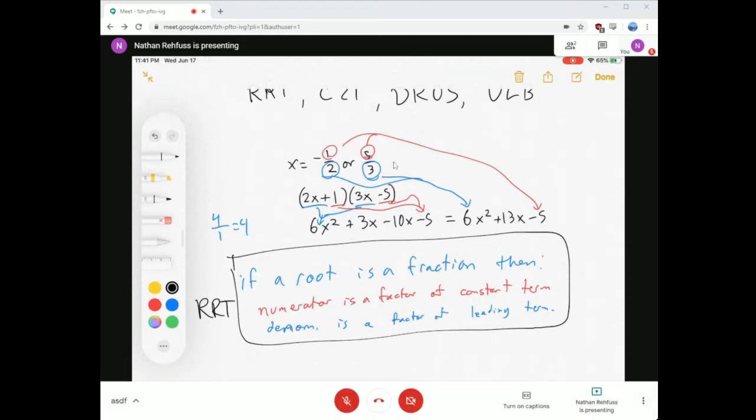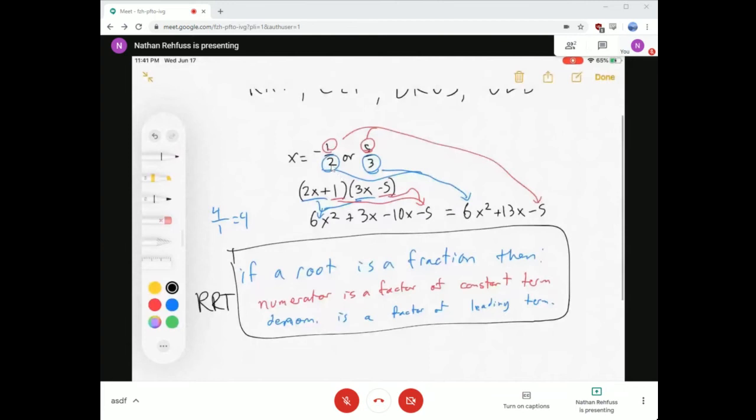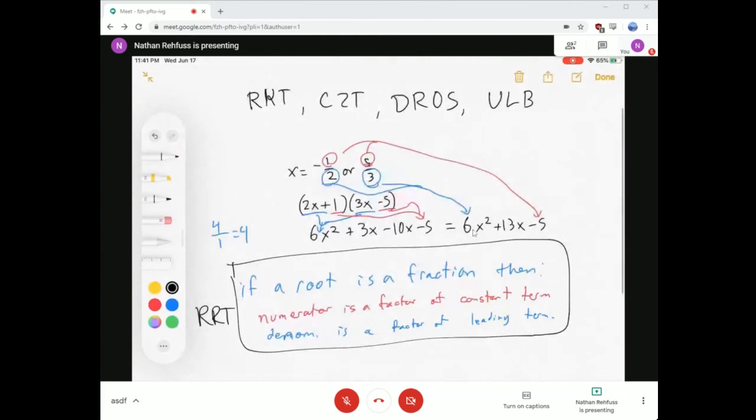I mean, this was an example, but this was a very small example, right? So the denominators 2 and 3 both go into 6. The numerators 1 and 5 both go into -5. It's a consequence of the way that polynomials are built out of their factors, because when you FOIL, all of these leading terms go into the leading term, and all of these constant terms go into the constant term. The leading terms were the denominators, and the constant terms were the numerators.